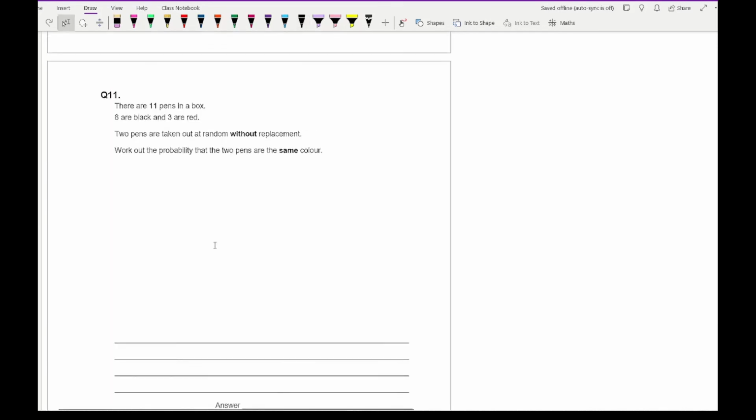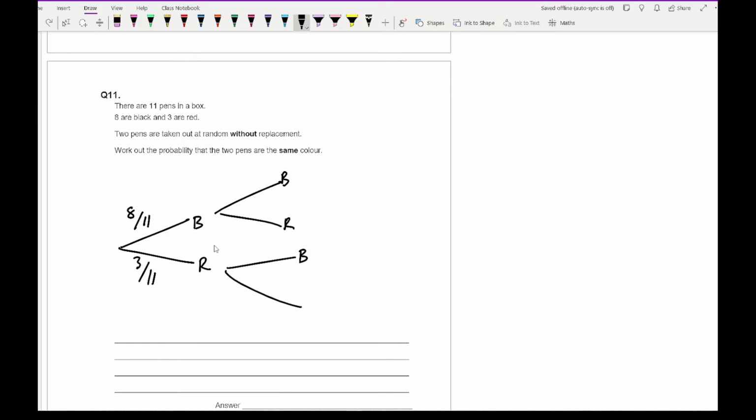Then moving on to question 11. It says that there are 11 pens in a box, 8 are black, 3 are red. 2 pens are taken at random without replacement. Work out the probability that the 2 pens are the same colour. So let's draw a tree diagram. So our first one is black and red. And so here we've got 8 out of 11, and we've got 3 out of 11. And then we've got black or red again.